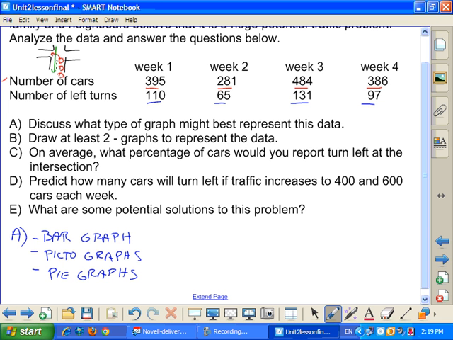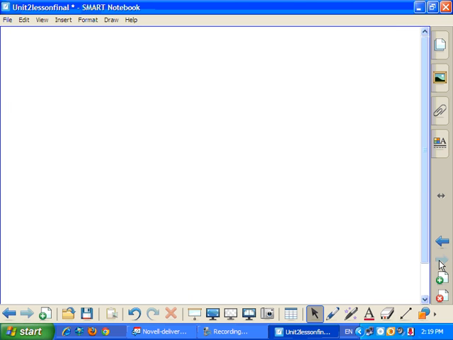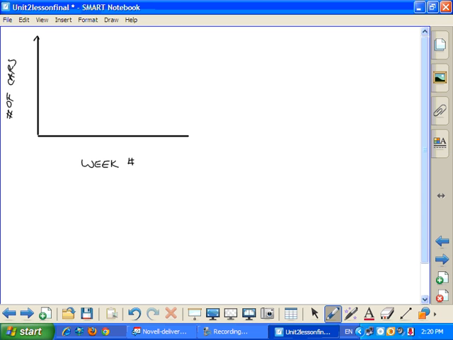So there's part A. Now part B. Part B wants us to draw 2 graphs to represent the data. So I'm going to have to go to a new page for this. I'm going to start with a bar graph to begin with. So with the bar graph, on this axis, I'm going to have number of cars or frequency. Across here, I'm going to have week number.